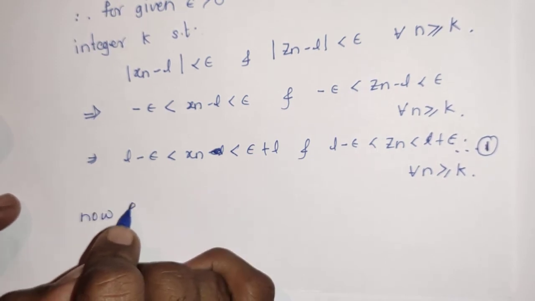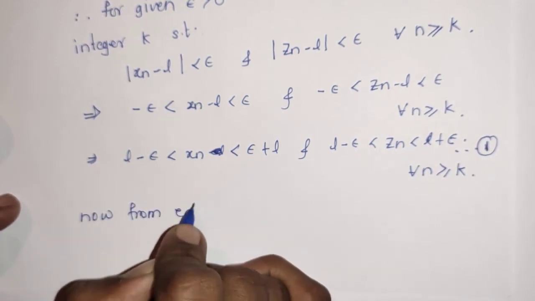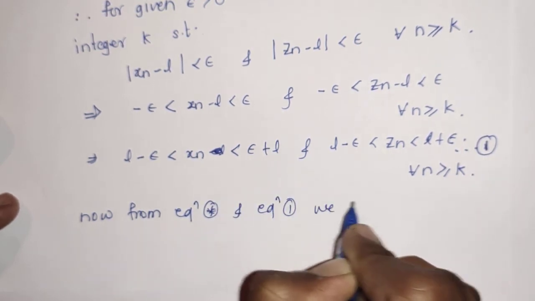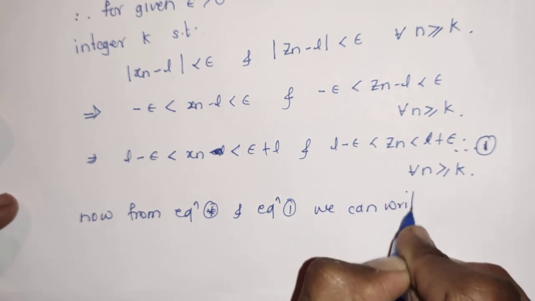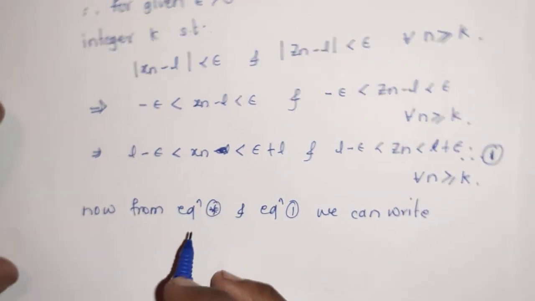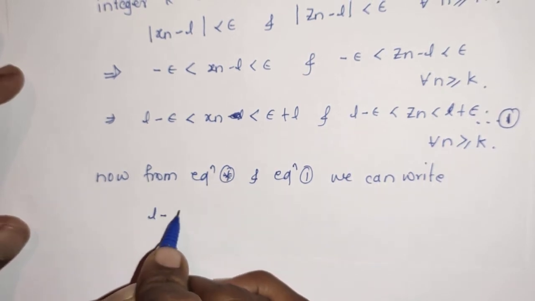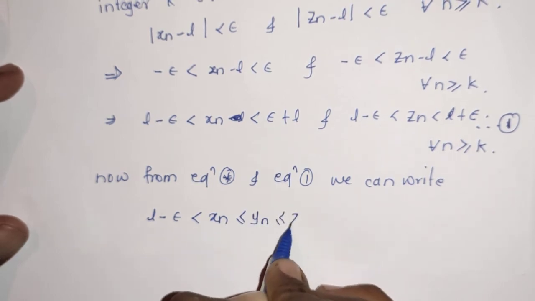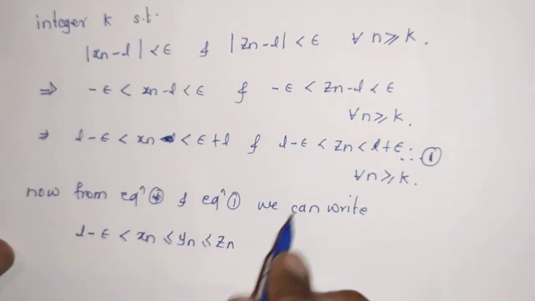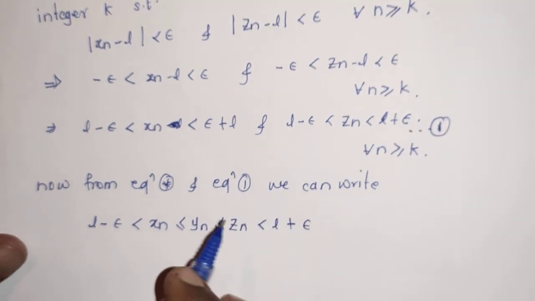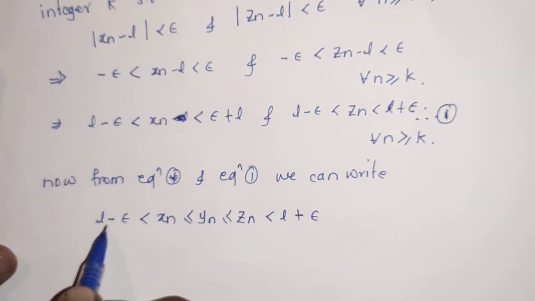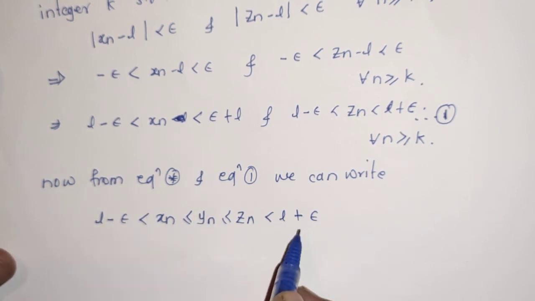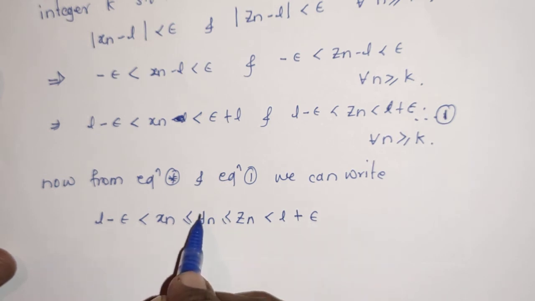now from equation star and equation 1 we can write this: L − epsilon < xn, xn ≤ yn ≤ zn from equation star, and zn is strictly less than L + epsilon. So from this we can write L − epsilon is strictly less than yn is strictly less than L + epsilon. So from this we get all the terms of yn.